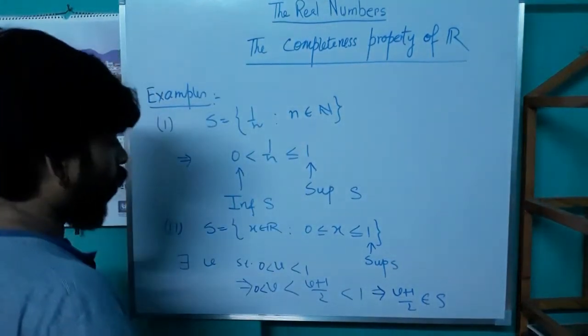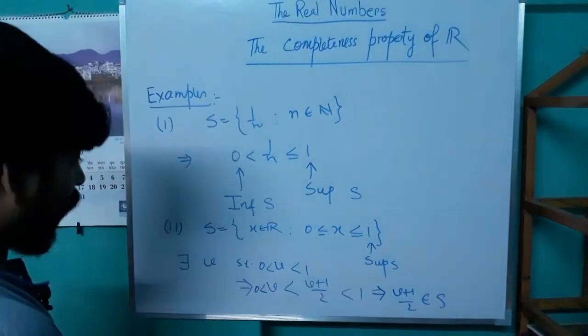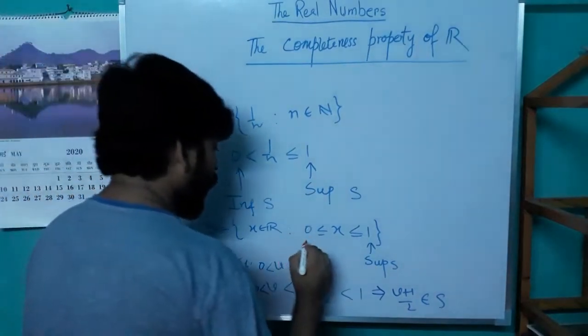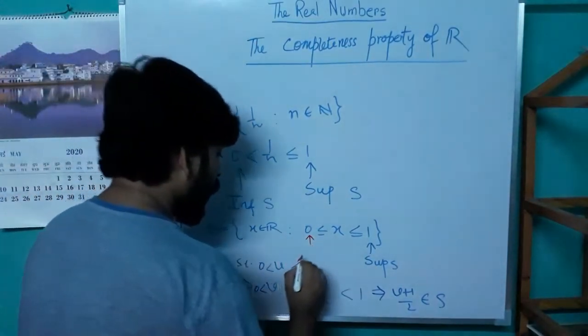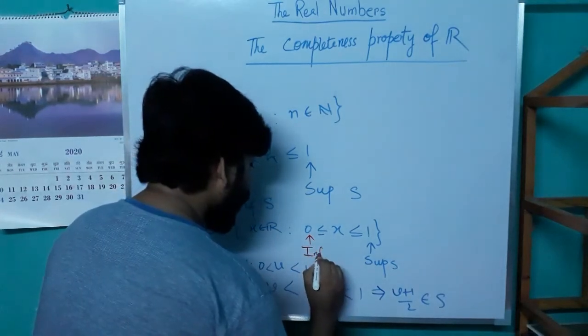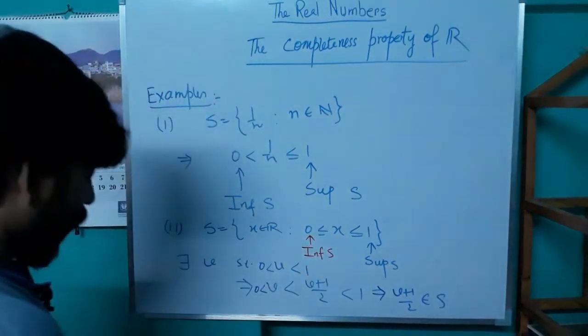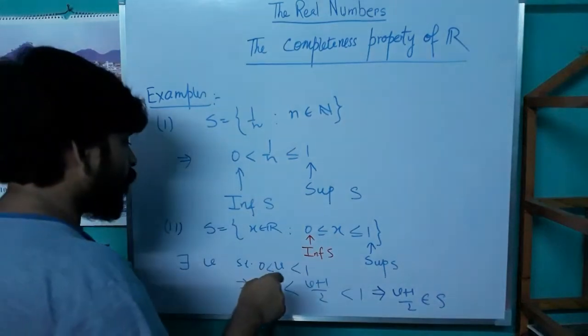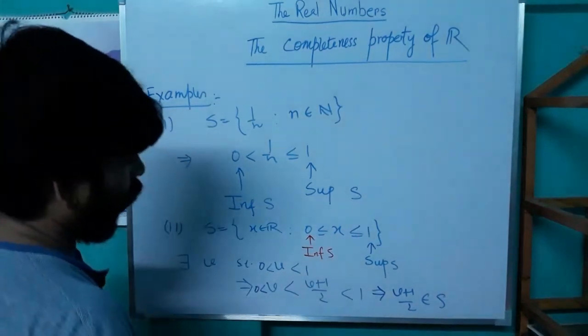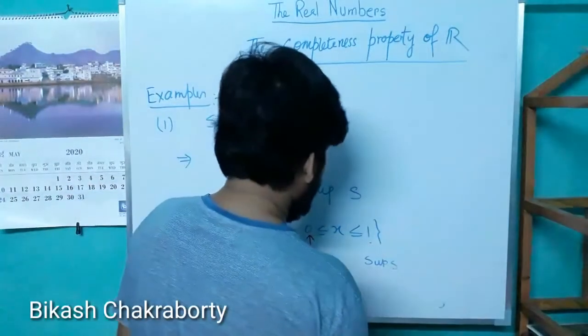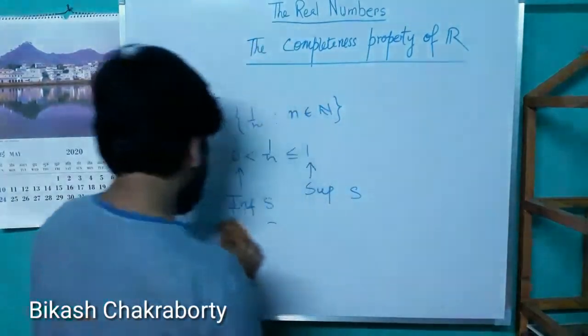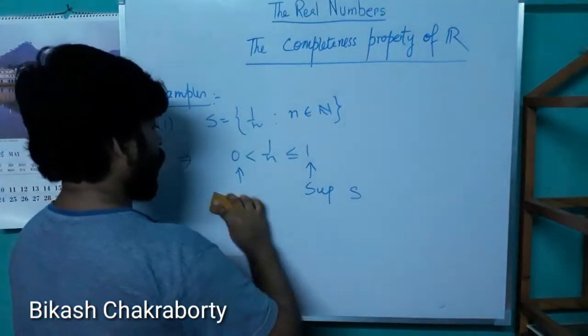So 1 is the least upper bound, and similarly the element 0 is the infimum of the set S, and here both the supremum and infimum belong to the set S. Later we will discuss more examples. Thank you.